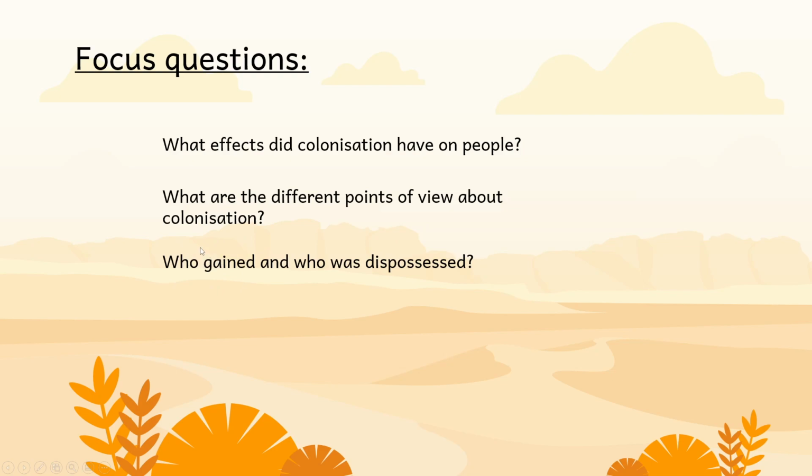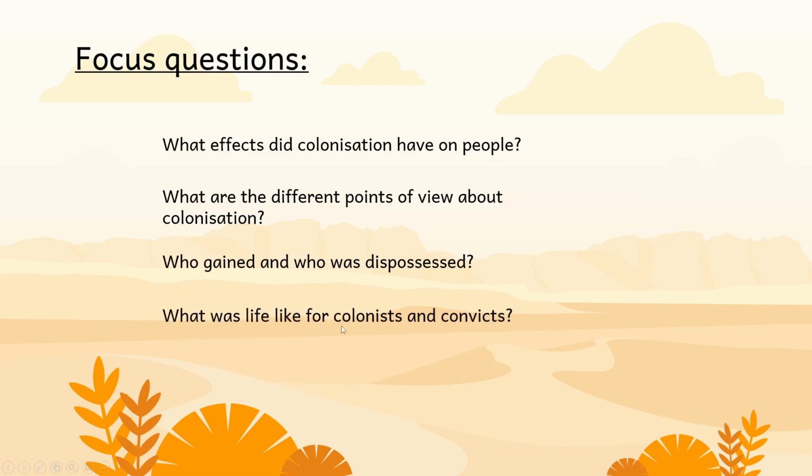Who profited? Whose life got better when we colonised Australia? And who was dispossessed? Dispossessed means whose land was taken away, or whose land was no longer their land. Dispossessed is not a good thing. So who gained things and who lost things?